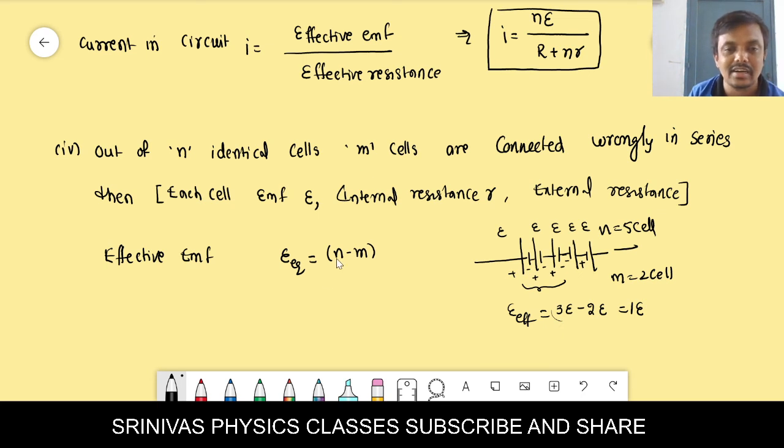Then the total EMF of the rightly connected cells is how much? N minus m into E. N minus m is the number, and each cell's EMF is E. This is the total EMF of the rightly connected cells. And the wrongly connected EMF is what? Rightly connected EMF minus wrongly connected EMF gives the total EMF you will get.